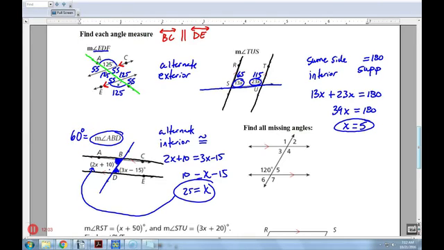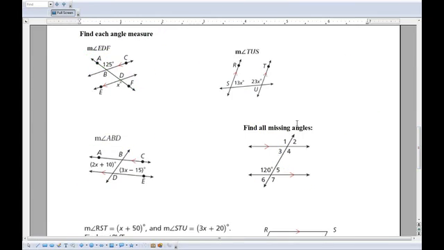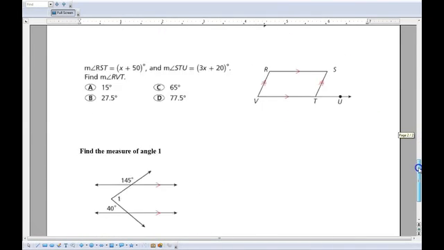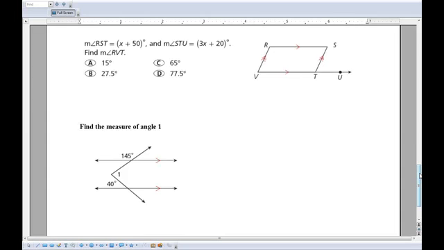The diagram on the right, I'm not going to do this example. We've already done several of these, so I'm not going to worry about that one. Let's move on down to a couple here on the bottom. These get a little bit more challenging.